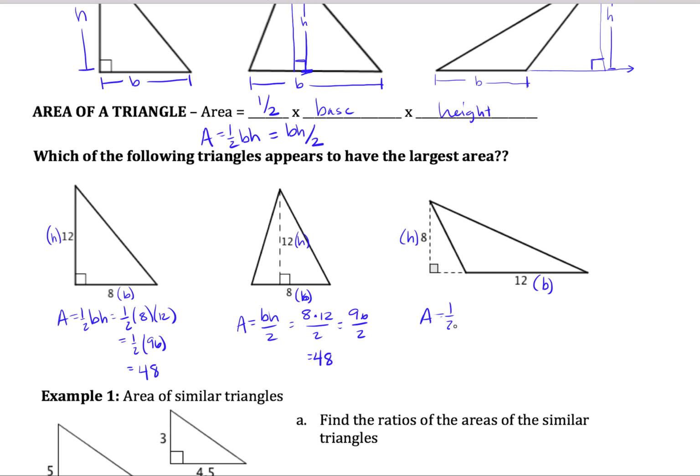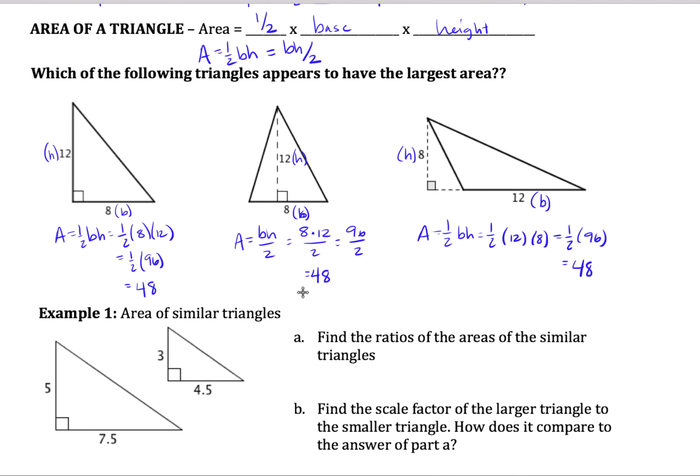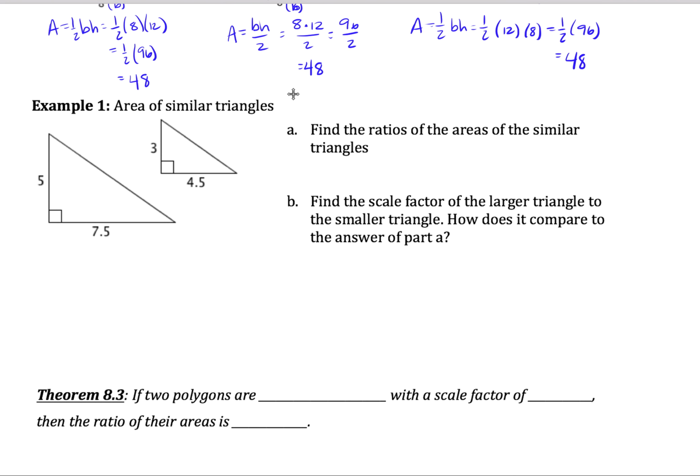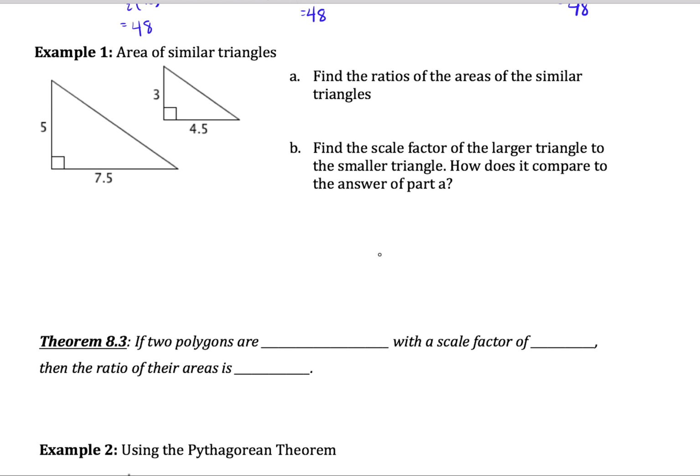Our area will be 1/2 base times height, which is 1/2 of 12 times 8 in this case, but 12 times 8, same as 8 times 12, it's still 96. Half of 96 is going to give us 48 for our area. So you can see these three triangles, even though they are obviously very different in terms of their shape, they do all come out to have the same area. And we also saw how we can use that other version of the area formula if we want to. In our next example, we're going to look at the area of a couple similar triangles.